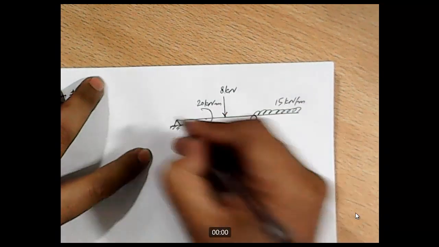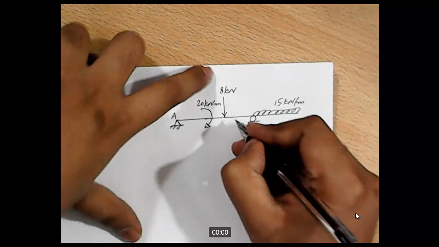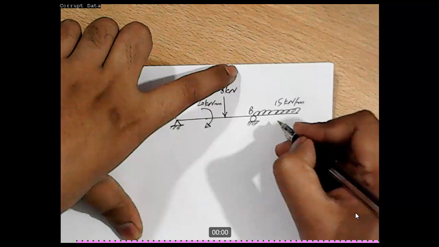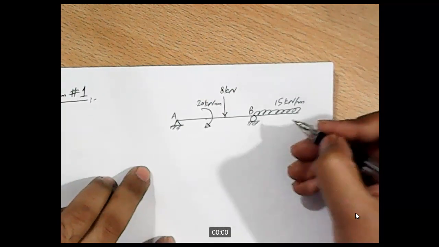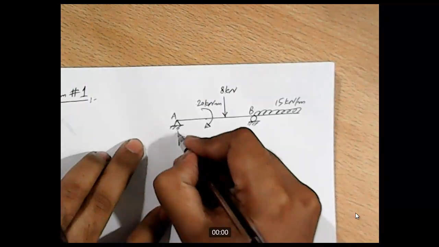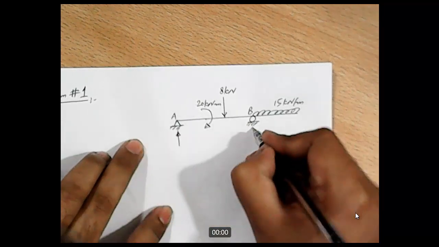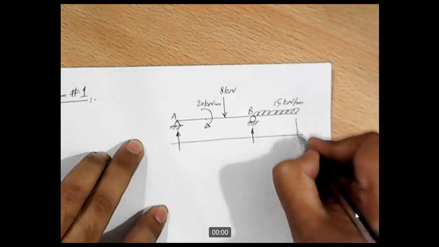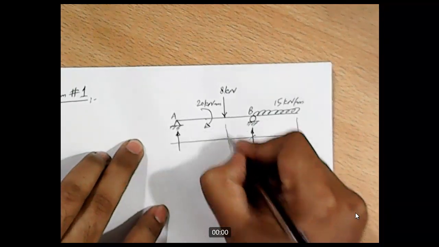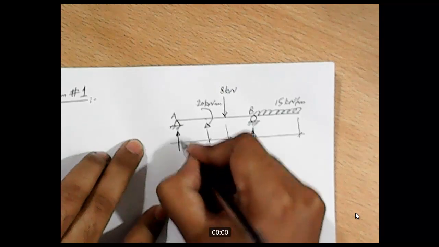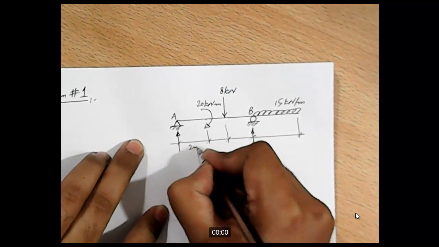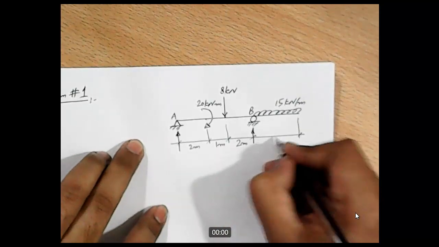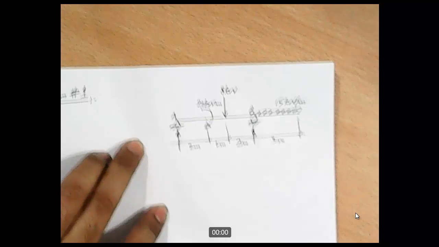These points are A, B, and C. There will be one reaction here, and one vertical reaction here, and these distances are 2 meter, 1 meter, 2 meter, and 3 meter.